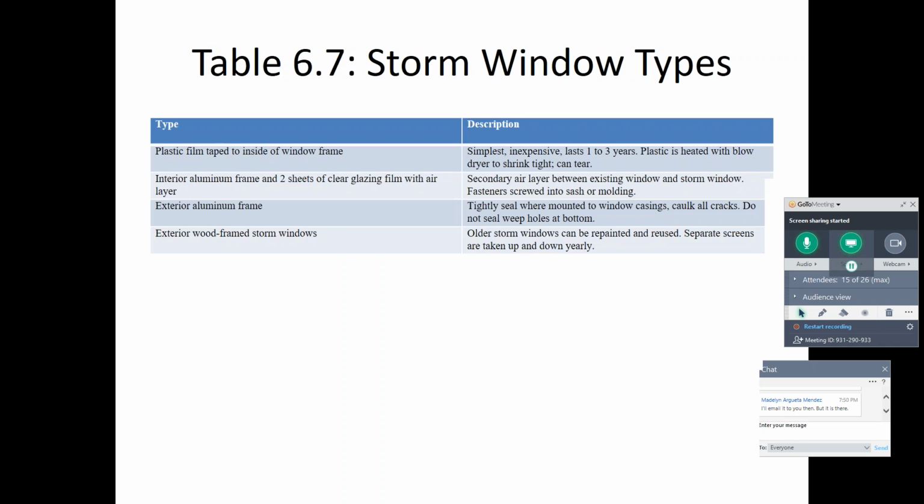Storm window types. Plastic film taped to the inside of the window frame. That's my brother's favorite because he's cheap. Interior aluminum frame and two sheets of clear glazing film with air layer. Exterior aluminum frame. Exterior wood frame storm windows.